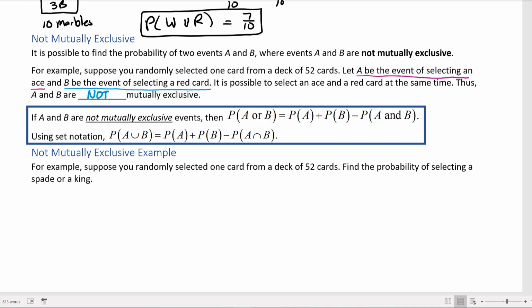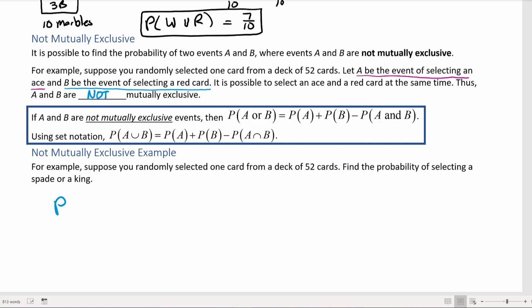So if A and B are not mutually exclusive, then you need to use the full formula: probability of A union B equals probability of A plus the probability of B. Subtract off the probability of A intersect B because you counted those twice. So for our not mutually exclusive example, suppose you randomly select one card from a deck of 52 cards.